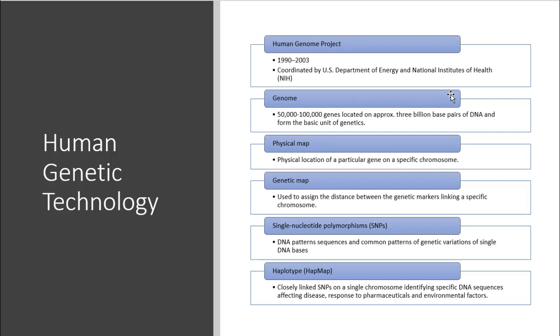Then there's haplotype, which is a HapMap. It's closely linked SNPs on a single chromosome, identifying specific DNA sequences affecting disease, response to pharmaceuticals, and environmental factors. Now, the thing that's really important to know is that disease usually starts with changes within the DNA. So they're taking a look, even with the HapMap, at whether the chemotherapy that we're giving the patient works.